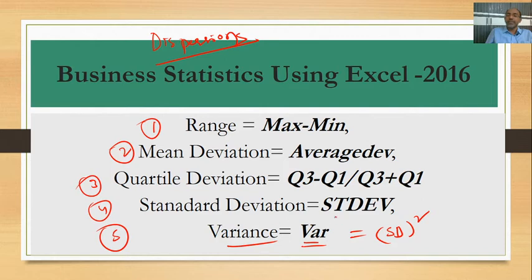Standard deviation is simply called STDEV. Quartile deviation does not have a direct formula, but we have to calculate Q3 minus Q1, that is quartile 3 minus quartile 1, divided by Q3 plus Q1. Okay, so we know the quartile, how to find quartiles. Quartile.